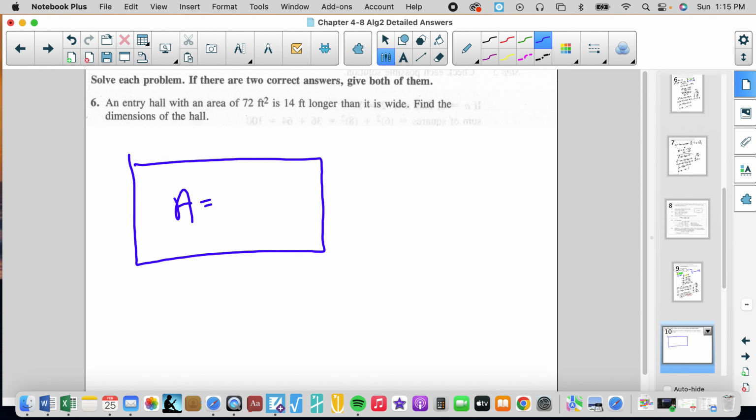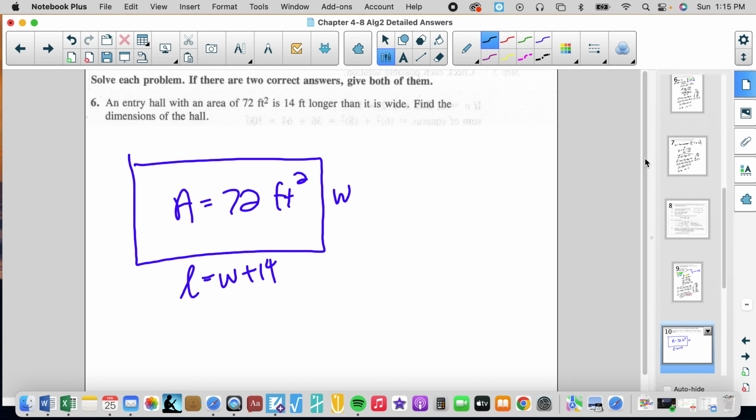An entry hall with an area of 72 square feet. Area of this entry hall. Oh, hello. An entry hall. No, in jolly old England. Lovely. Is 14 feet longer than it is wide. So it's W wide, and the length again is going to be W plus 14. That would be 14 longer added to the width. Find the dimensions of the hall.